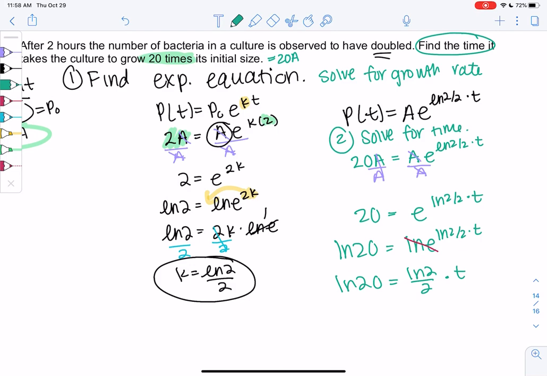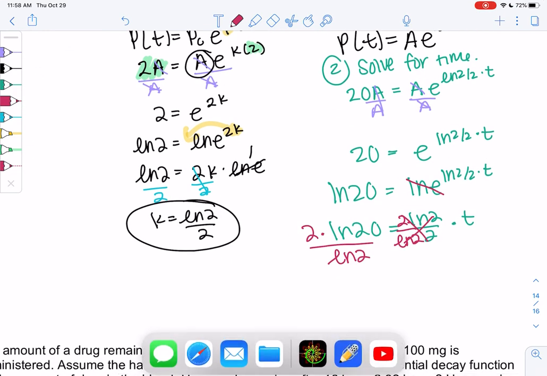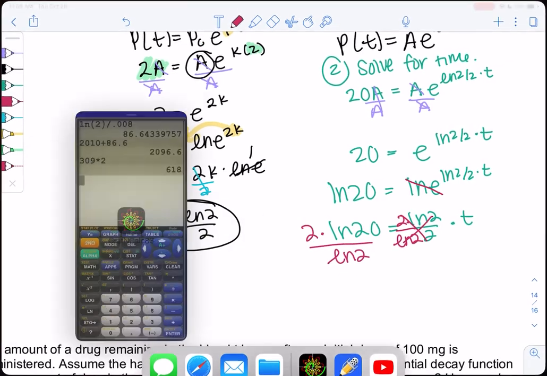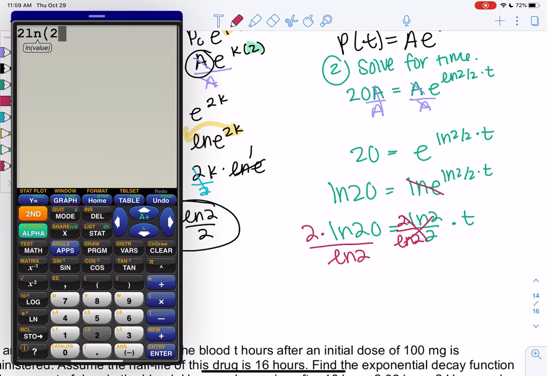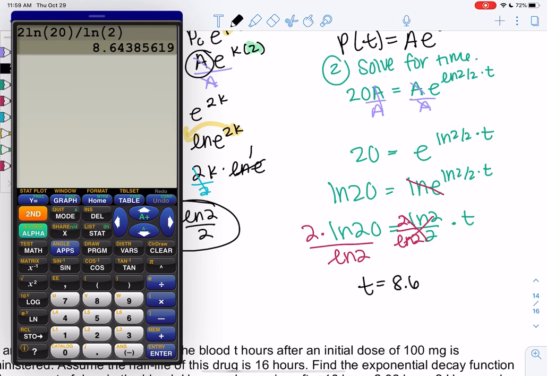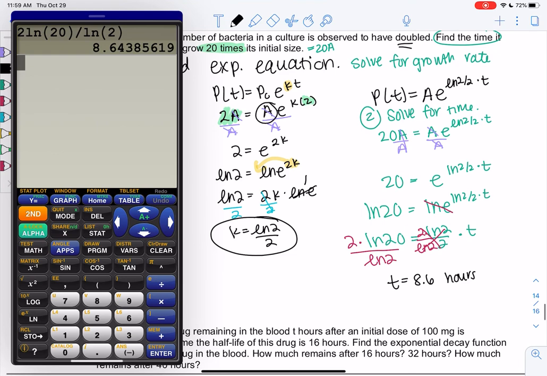So we're just getting more practice with solving those exponential equations, just while adding a little bit extra. And so I will just multiply by the reciprocal. So 2 over ln 2. So that's my exact answer, but let's approximate because it's an application. So we get 2 times ln of 20 over ln of 2. And so it will take about 8.6 hours, because we're talking about hours in this one, to become 20 times the initial size. So bacteria grows pretty fast, right? So it only takes 8.6 hours to be 20 times as big.